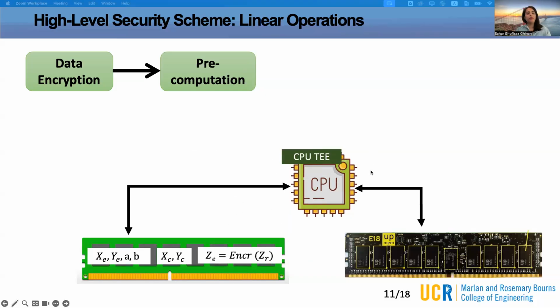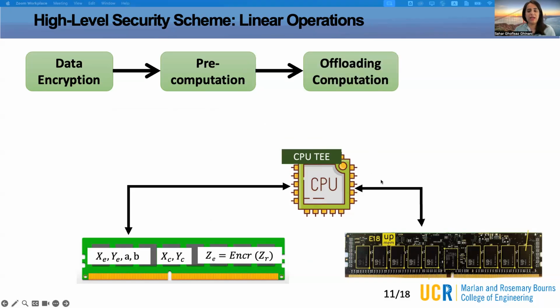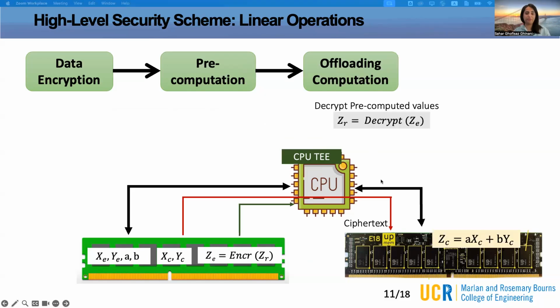Okay, so at runtime, we offload the ciphertext to the PIM to perform computation over it. When the computation over the ciphertext is done, we will have the other portion of the computation results ready. So the first portion was the one which was pre-computed, and the second portion is the one which was performed on the PIM.